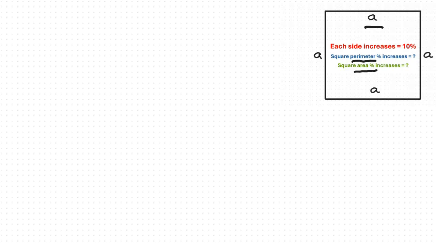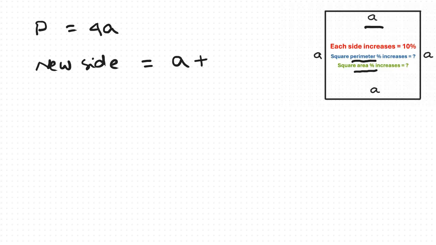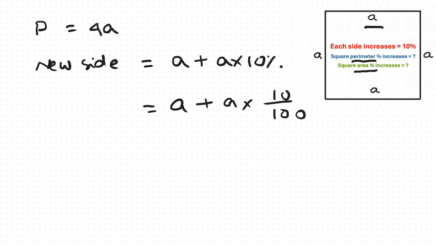So we know perimeter P equals 4a since each side of the square is a. So the new side will be the previous side, which is a, plus 10% increase in this side, which is a times 10%. So we get a plus a times 10 divided by 100.